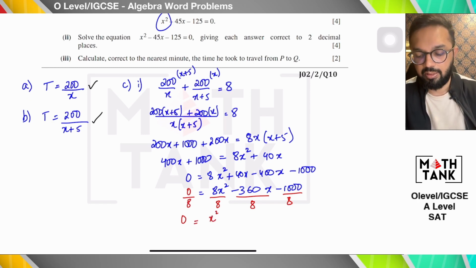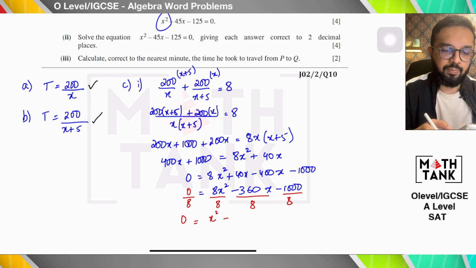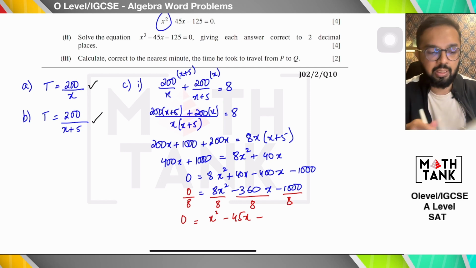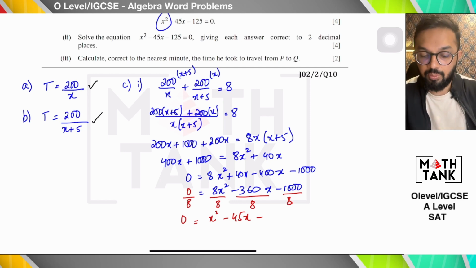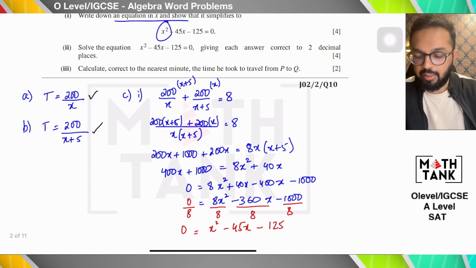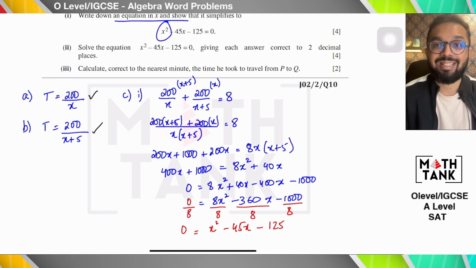8x squared divided by 8 gives me x squared. 360 divided by 8, does that give me 45? Yes, that does give me 45. That means I'm going down the right road, and 1000 divided by 8 gives me 125, sorry, 125. Okay. So x squared minus 45x minus 125, this has the same effect as taking a common 8 and moving it to the other side, and that would be absolutely the same for you.